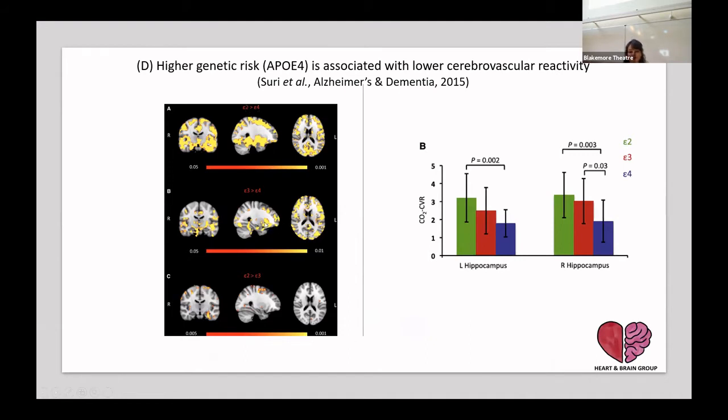They had lower CVR compared to E3, which is again in all the regions shown in yellow. And we also extracted measures specifically from the hippocampus, which is a region of interest in Alzheimer's disease, first affected. And we see again this sort of stepwise decrease in CVR going from the highest measures in the low risk groups to the lowest measures in the high risk groups. So this again tells you that ApoE is doing something in the brain, decades before any cognitive symptoms begin to appear.